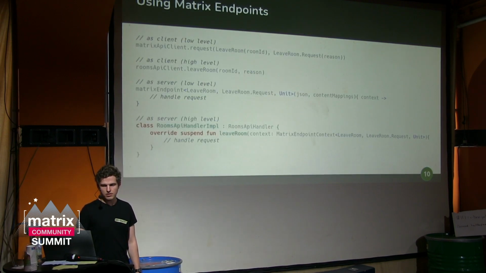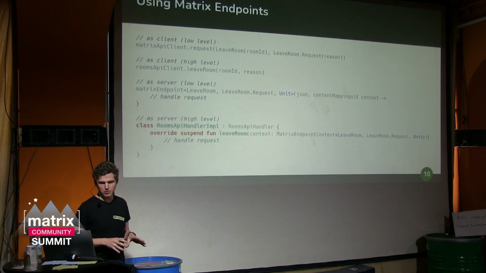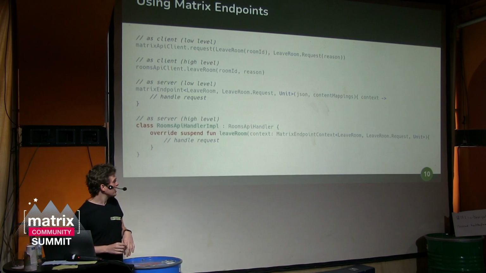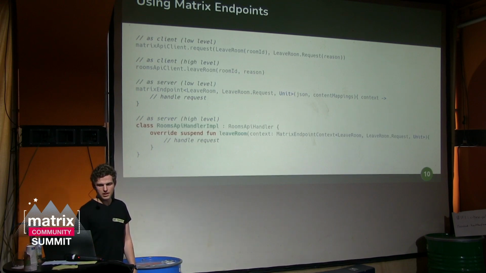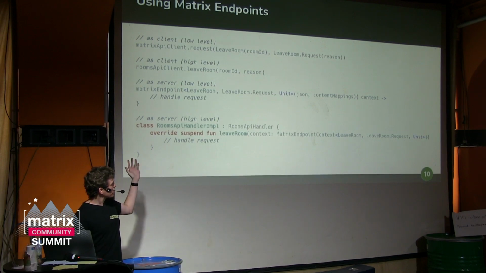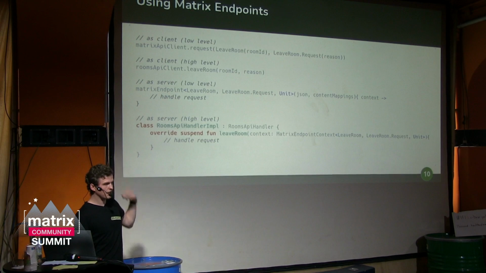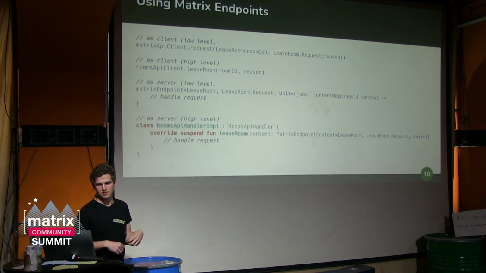And that looks like this on the client side. If you use the low-level API without abstraction, you can create these leave room Kotlin object and say, hey, send this request, and you get a response with the correct type. And same on the low-level server side. When you find an endpoint, which type you need, and can handle the request and response with the Kotlin object, and you get a Kotlin object, and so on.